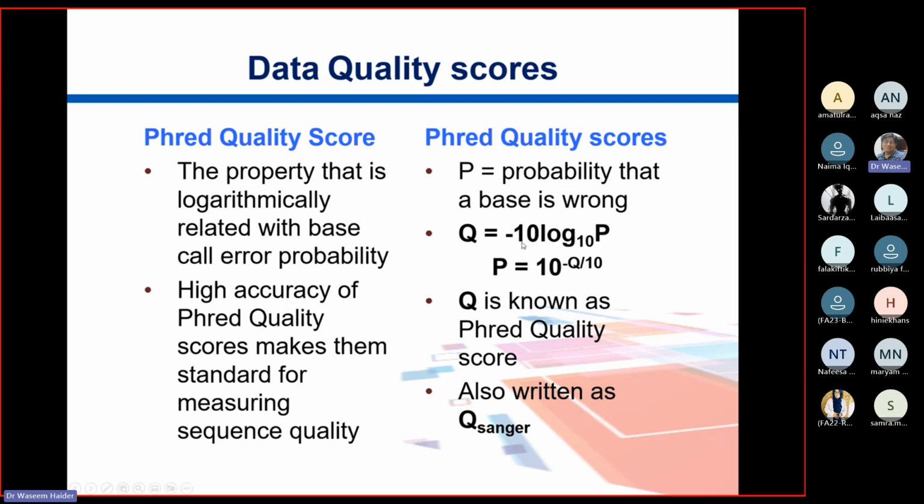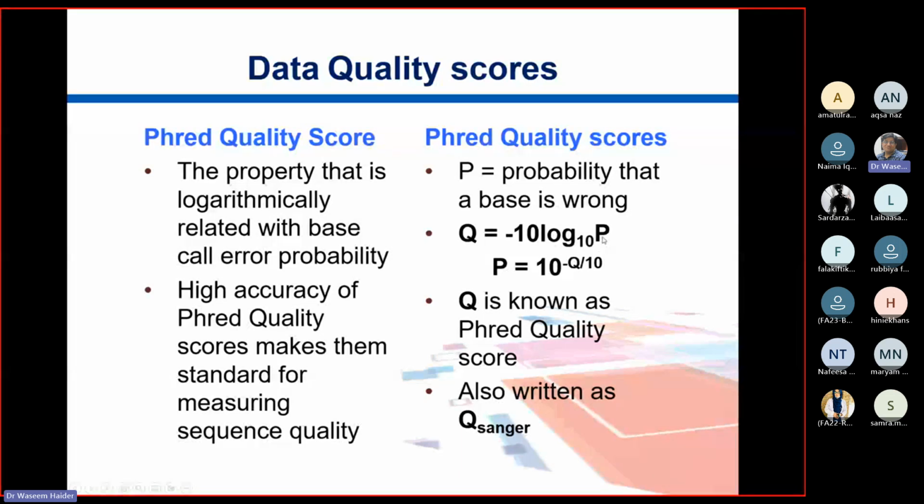So you multiply minus 4 with minus 10, it becomes 40. So 40 is quite a good score, meaning only one nucleotide was wrongly incorporated in 10,000 copies of the same fragment. So that means 1 out of 10,000, that is the P here, 1 divided by 10 power 4, and when you bring it up it becomes 10 power minus 4, right? So P is equal to 10 raised to power minus Q by 10.